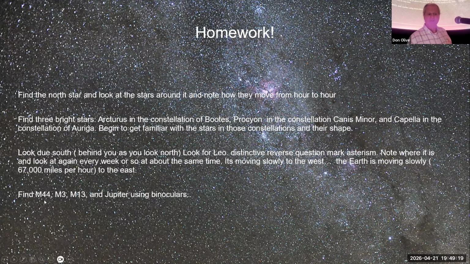I want you to find, we just looked at M44, the beehive, M3 and M13, some nice big globular clusters. These things look like a spoonful of sugar on black velvet. And Jupiter, using binoculars.